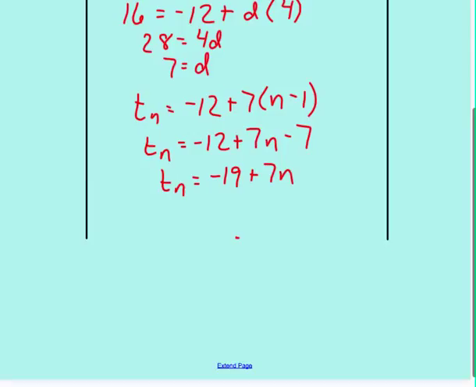and then the last piece is using it to find the 10th term. So substituting 10 for n, the 10th term equals -19 plus 7 times 10, or 70. So our 10th term is 70 minus 19, or 51.